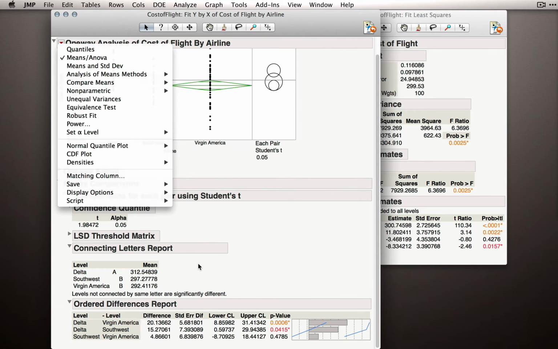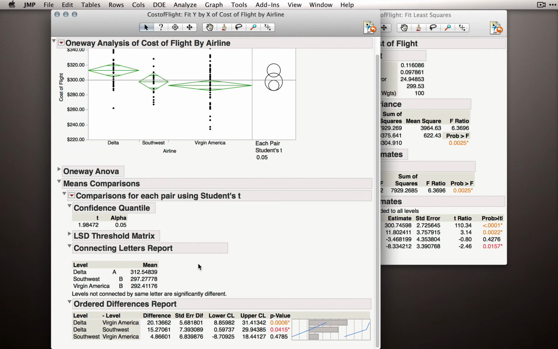For now, let's leave it on the default, which is an alpha of 0.05, and let's work through how we would interpret this connecting letters report. What we're seeing here is that Delta is different from Southwest, statistically significantly. The way I can tell is that Delta has the letter A and Southwest has the letter B. Neither of these levels share a letter. So Delta does not have a B and Southwest does not have an A. What this means for us is that these two are different at the 0.05 level.